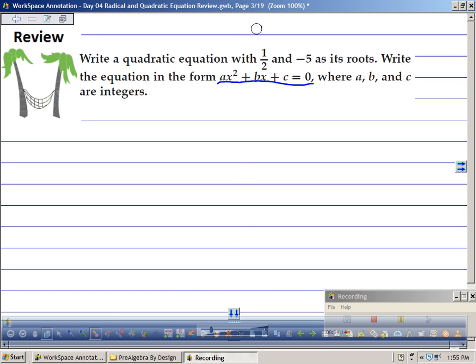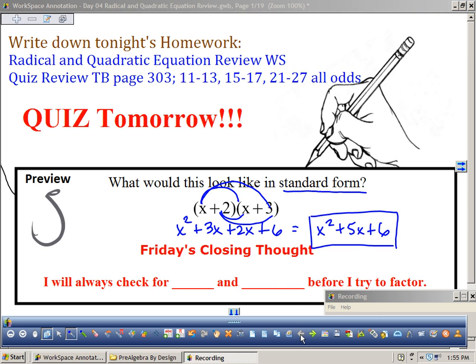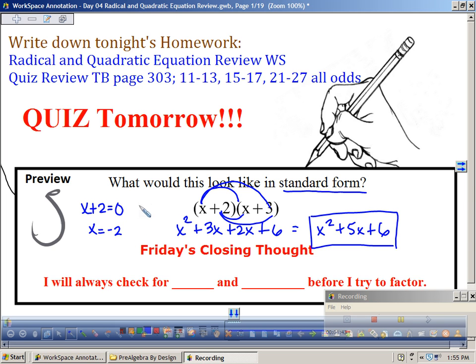No. All right, so that being said, this is saying my roots are 1/2 and -5. What were my roots on the previous example? Not 2 and 3, but -2 and -3. Correct? Because if I were to set this up to 0, wouldn't I get x equals -2? Yeah. And x plus 3 equals 0 would be x equals -3.